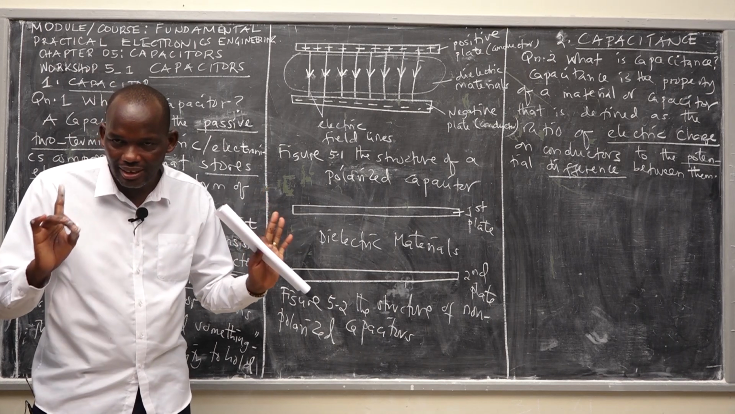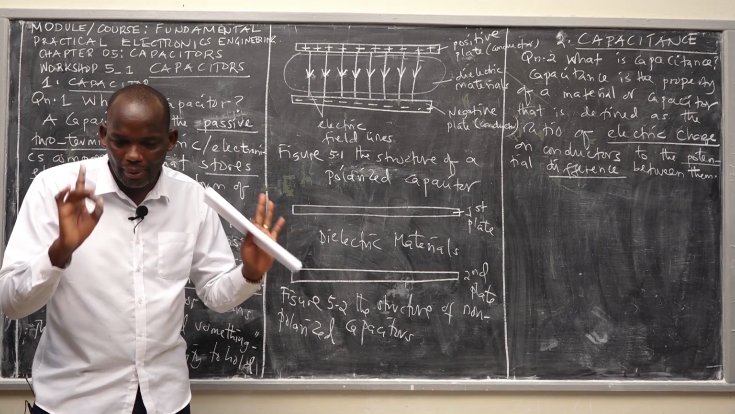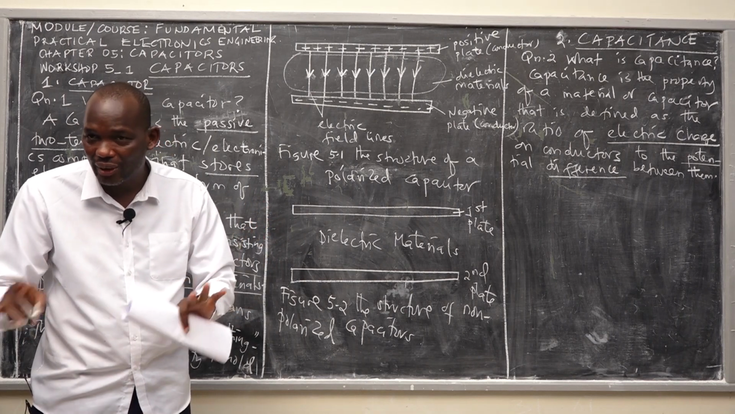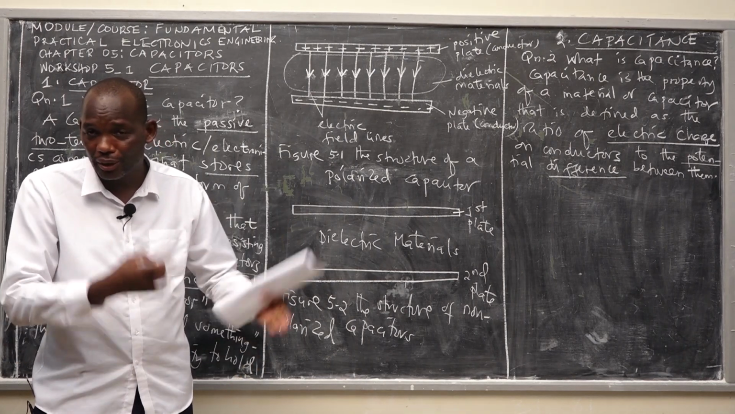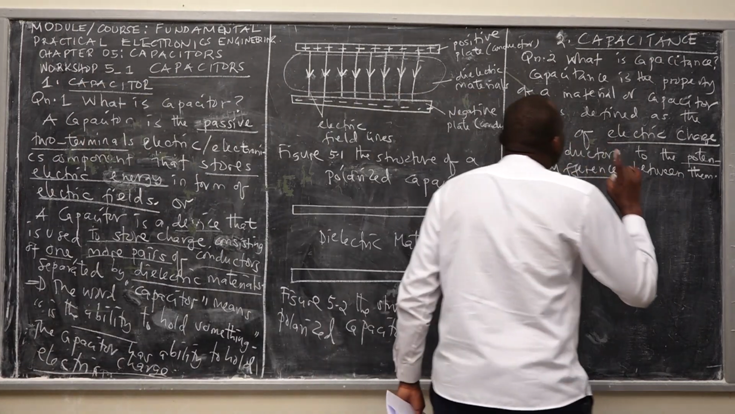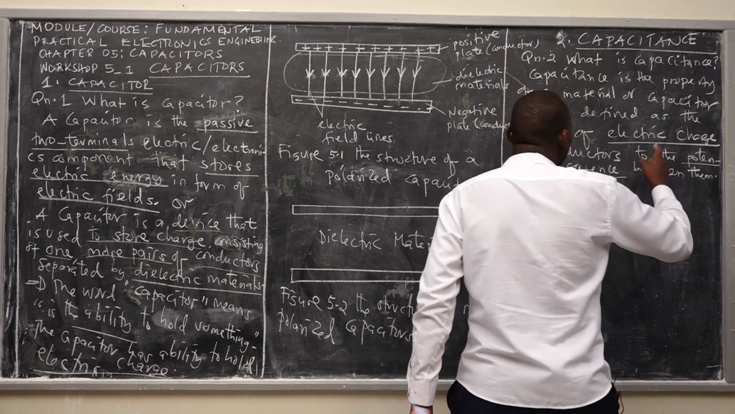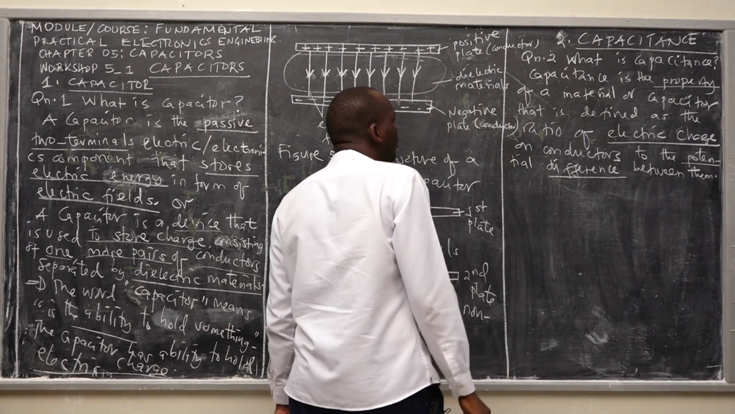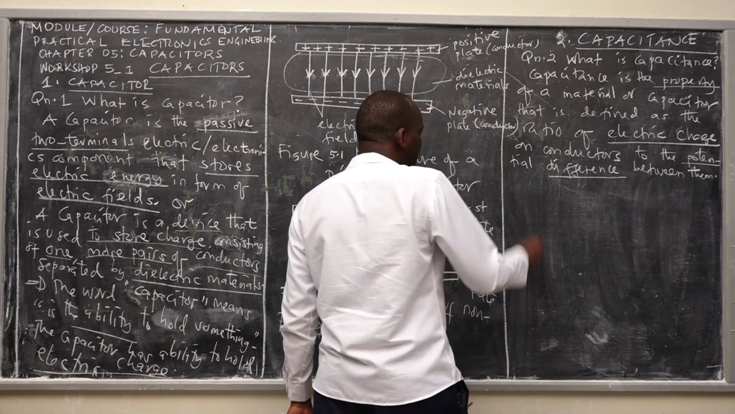Why? Because a capacitor is a device that stores charge, where you can find charge, but also you can find the potential difference between the two plates. But today, just remember this for the rest of your life: capacitance is a property. Property of what? Of a material.